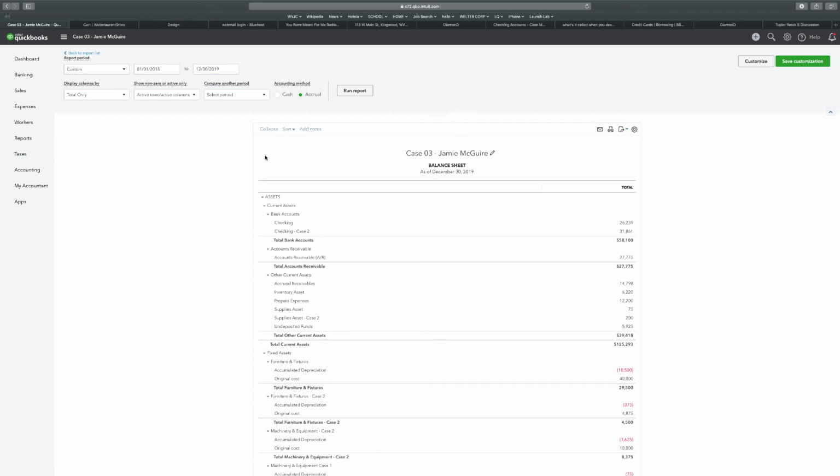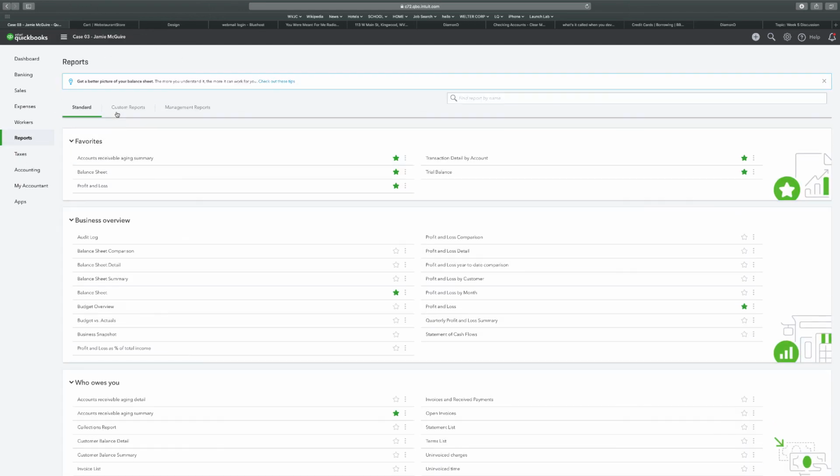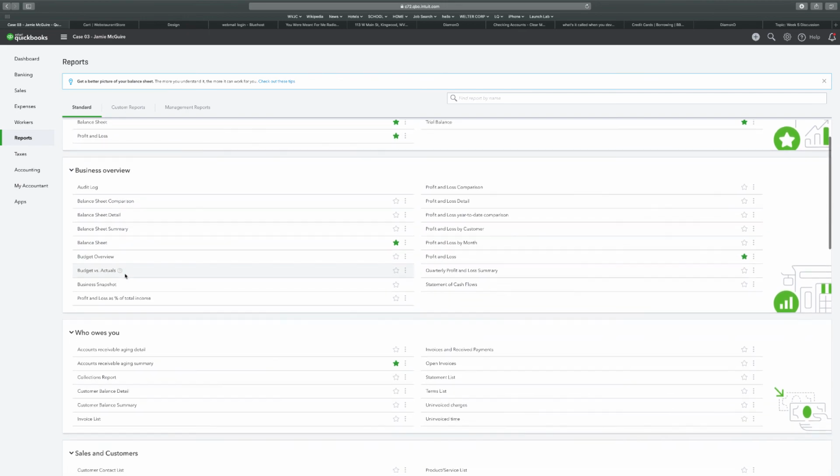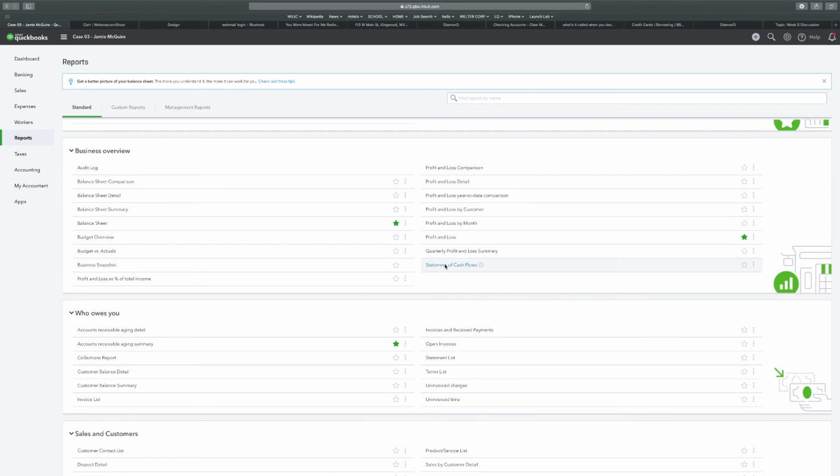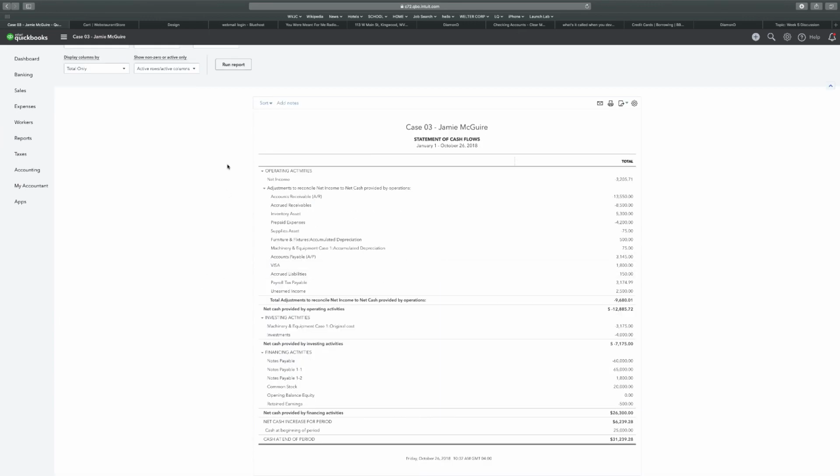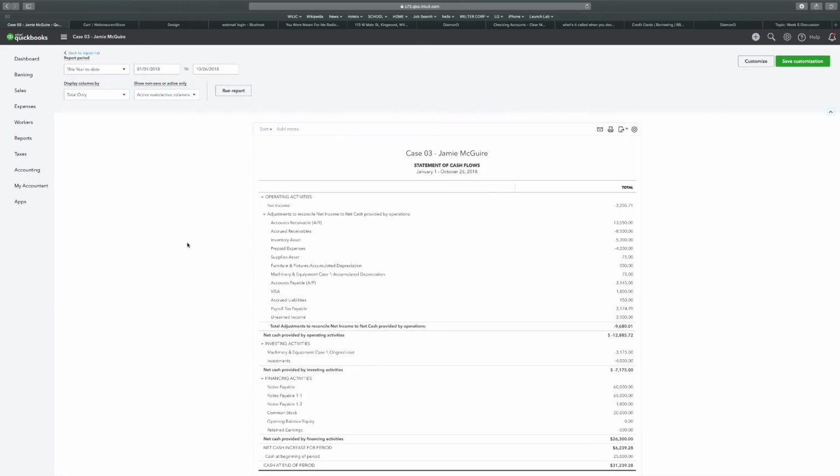Let's look at a couple of other ones. Cash flow. So if I go back to your report checklist, or report list, I want to look at cash flow. Statement of cash flows right here. This is for the current time period that we're in.